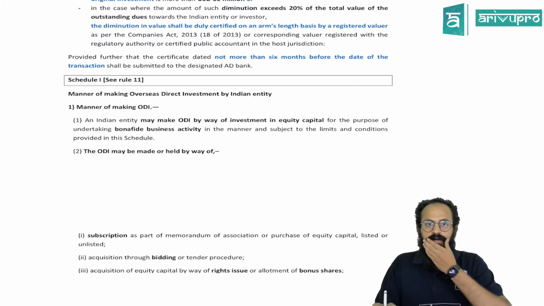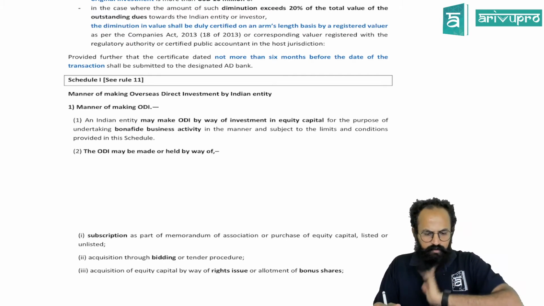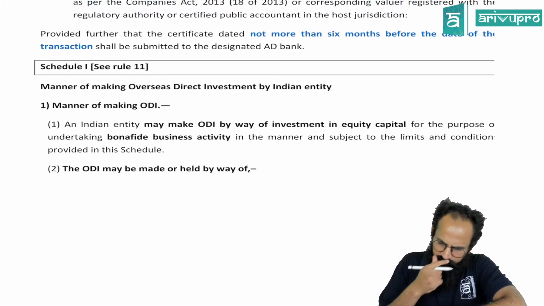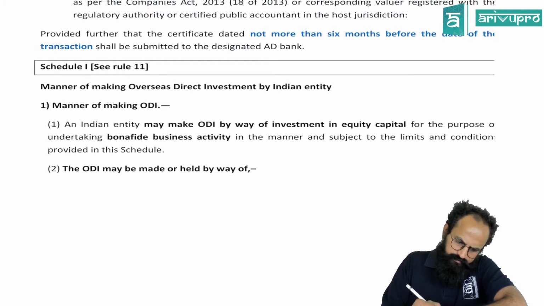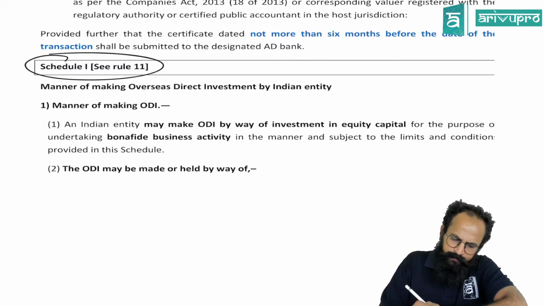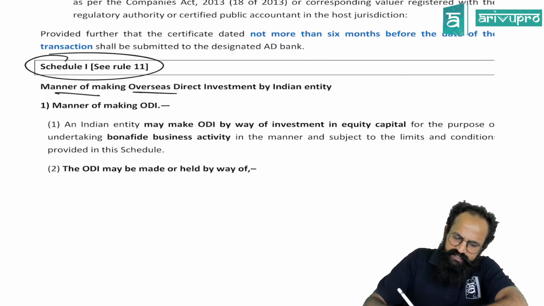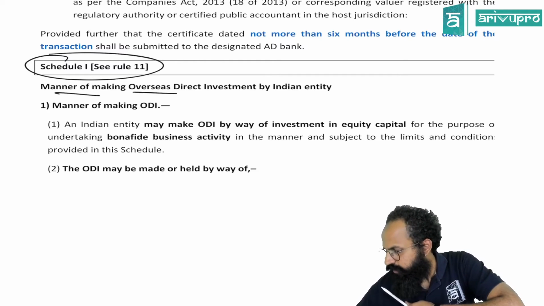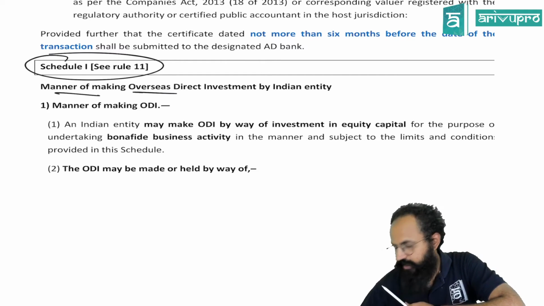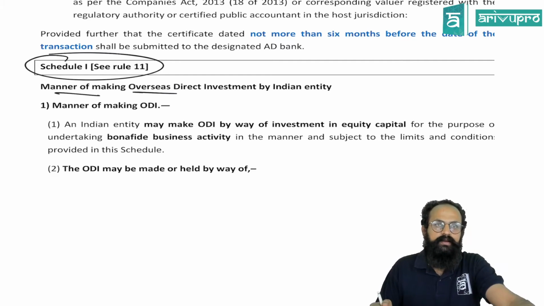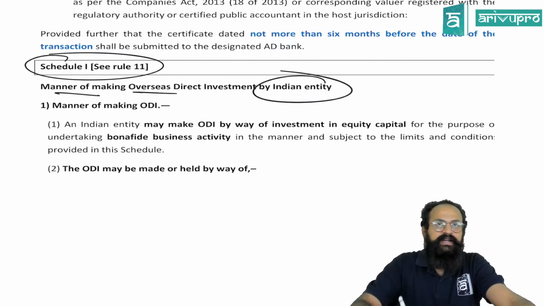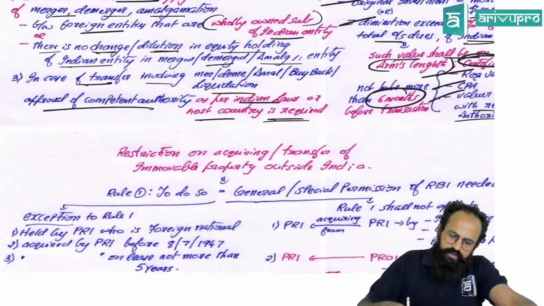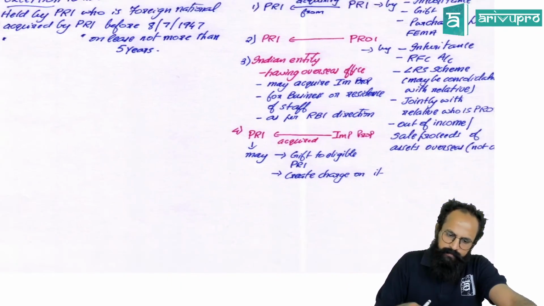Okay. Now let us do something called schedule 1. Now what does schedule 1 say? Manner of making overseas direct investment by Indian entity. Meaning what, sir? When an Indian company is making an investment, it is making an ODI. Now what are the things that the Indian entity has to keep in mind? So certain rules. Okay, what are the rules? Nothing big for us.